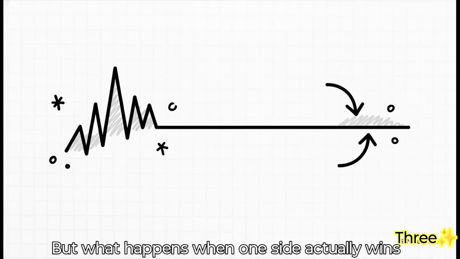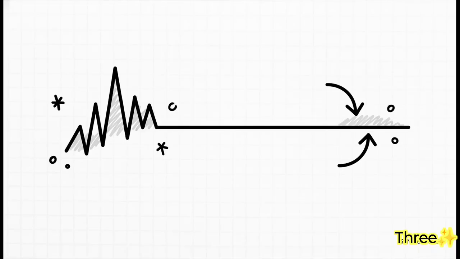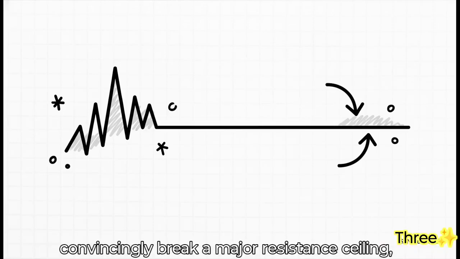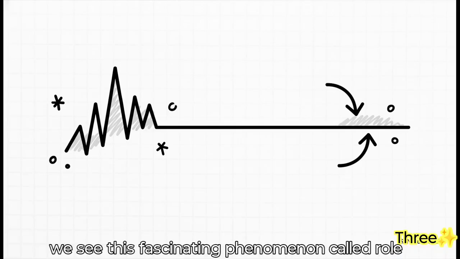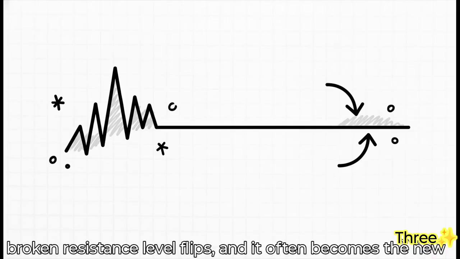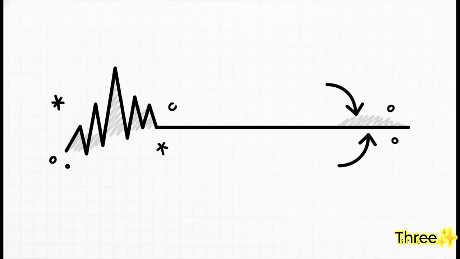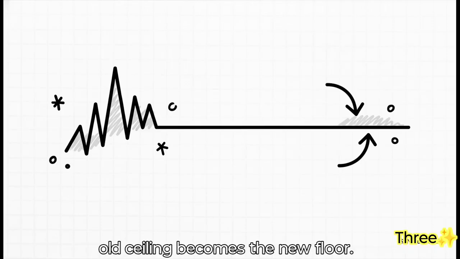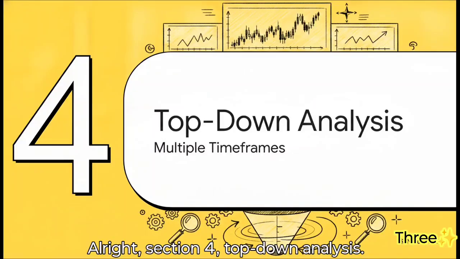But what happens when one side actually wins that battle? When buyers chew through all that supply and convincingly break a major resistance ceiling, we see this fascinating phenomenon called role reversal. That broken resistance level flips, and it often becomes the new support floor during a retest. Basically, the old ceiling becomes the new floor.